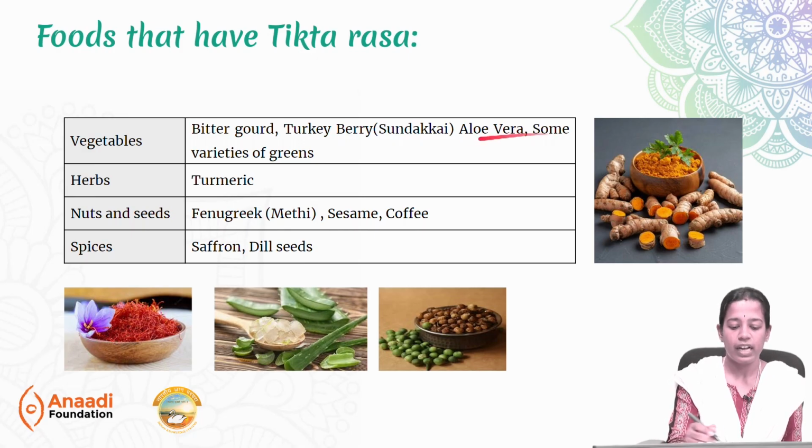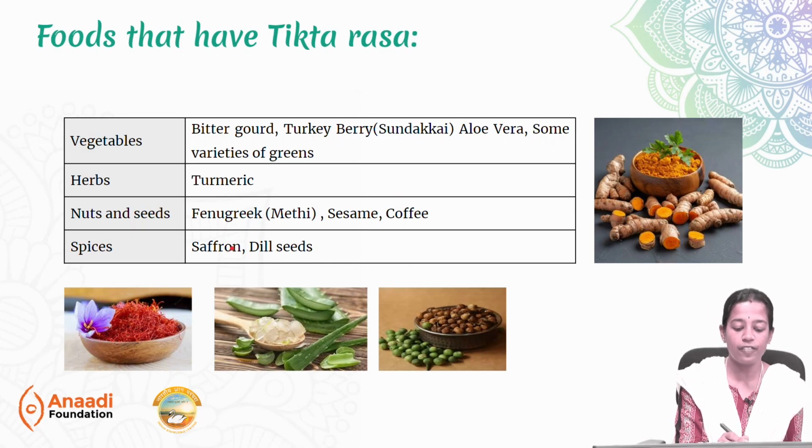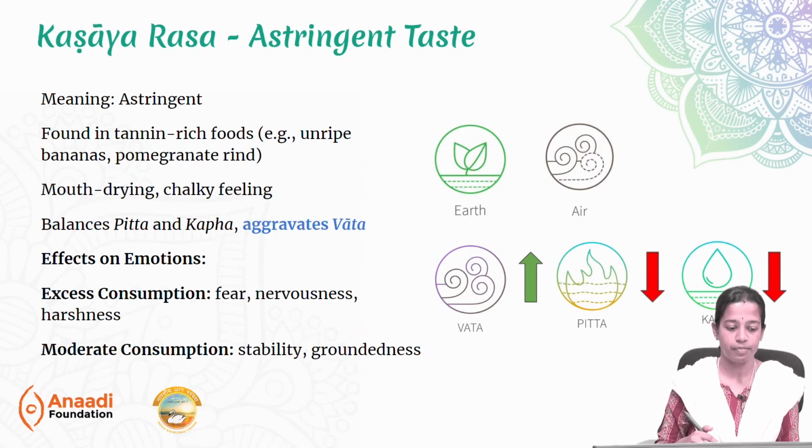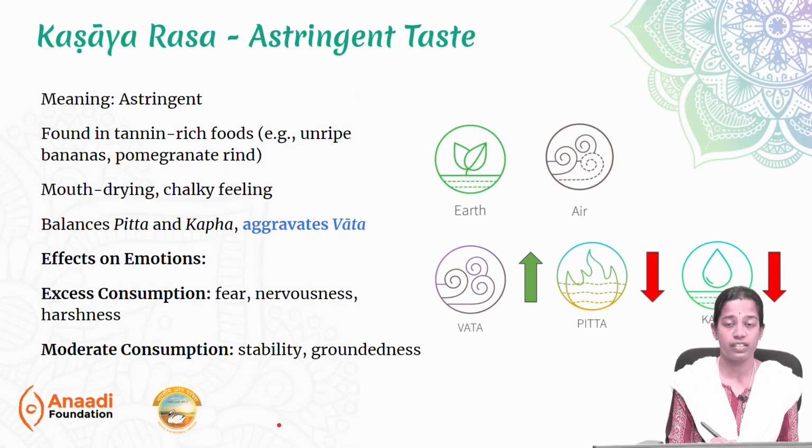Aloe vera and some varieties of greens, all of these are vegetables that come under Tikta rasa. Herbs such as turmeric is a good example of Tikta rasa. Methi or fenugreek, sesame seeds and coffee are all examples of Tikta rasa again. Spices such as saffron and til seeds are also examples of Tikta rasa. If you see, saffron also came as an example in Madhura rasa.